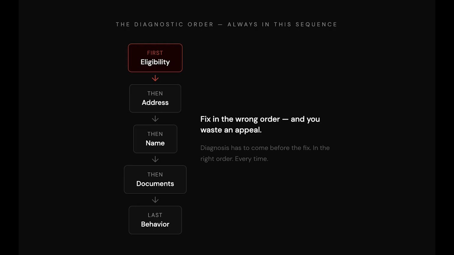Google evaluates those patterns in a specific priority sequence. Eligibility first, then address, then name, then documents, then behavioral signals. If you try to fix a name violation, but the real issue is an ineligible address, you've wasted an appeal. So, diagnosis has to come before the fix, in the right order and every time.